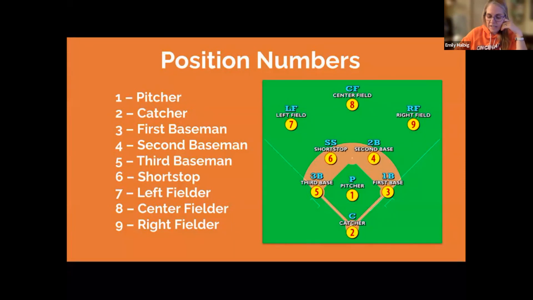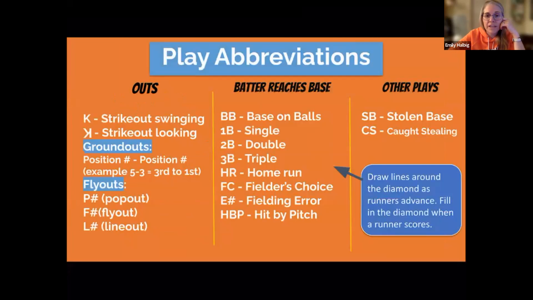The other things that you'll need to learn are the abbreviations. On the left column is what I could think of, all the possible outs and scenarios that would come up. And again, we're going to do a few to practice, but a forward K is a strikeout swinging, backwards K is a strikeout looking. When there's a ground out, you write the number of the person who got the ball and then a little dash line, and then you write the number of the person who received the ball.